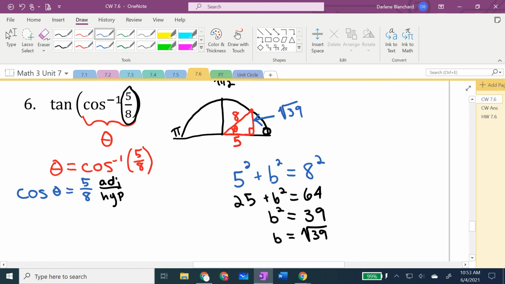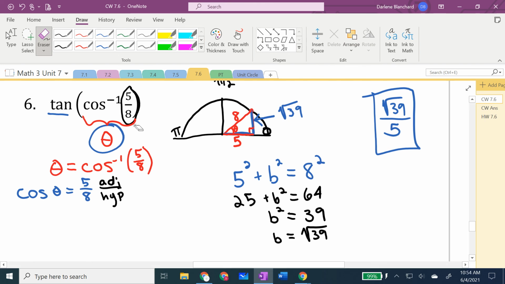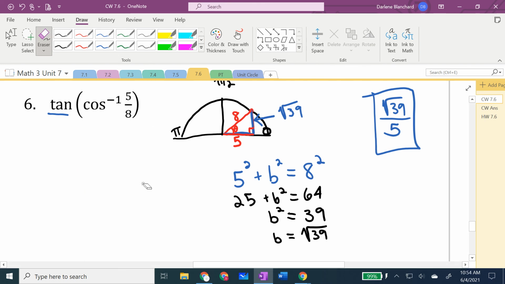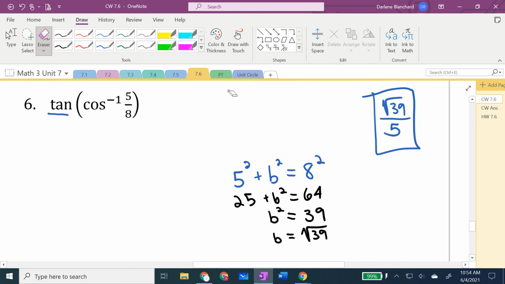And now realize that the problem's actually just asking you what is the tangent of theta. And tangent is the length of the opposite side over the adjacent side. So the answer is root 39 over 5, and that's the entire problem. So let me just recap and explain to you how little you need to do. I'm going to erase the whole thing and do a recap.